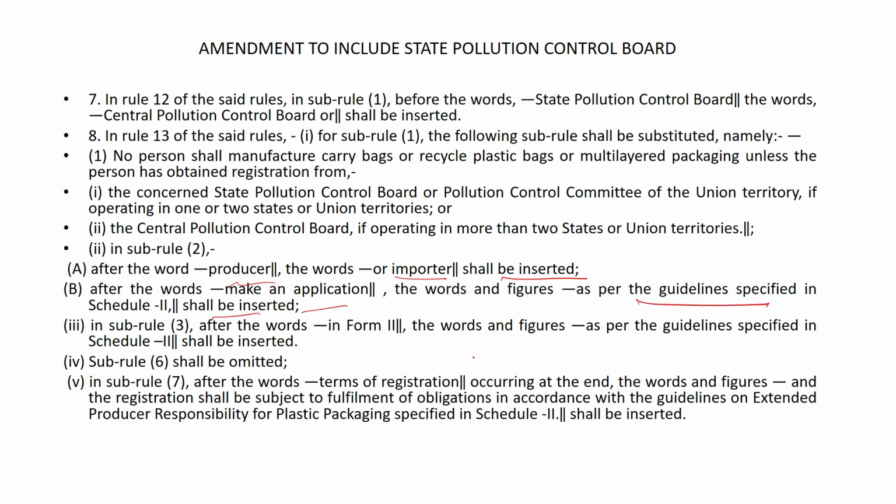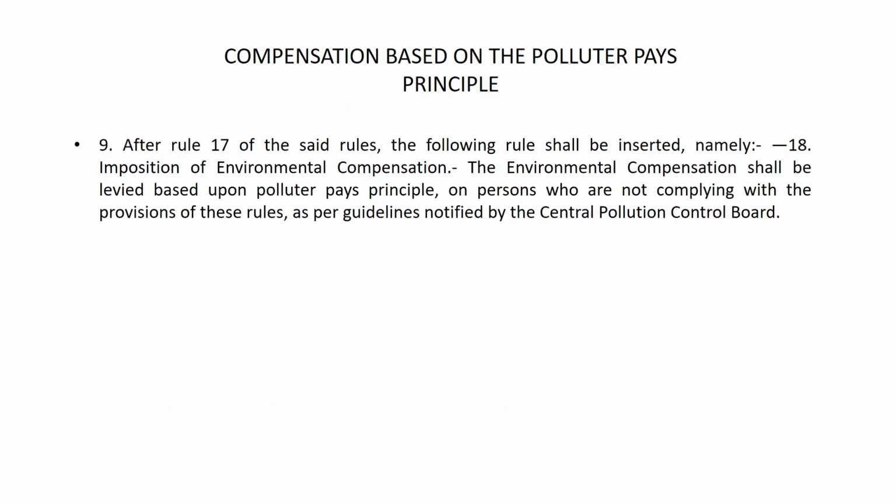Under sub-rule 3, after the words form 3, the words and figures as per the guidelines specified in schedule 2 shall be inserted. Sub-rule 6 shall be omitted, and sub-rule 7, which talks of terms of registration occurring at the end, and the words and figures shall be subject to fulfillment of obligations in accordance with the guidelines of the extended producer responsibility for packaging specified in schedule 2 shall be inserted.